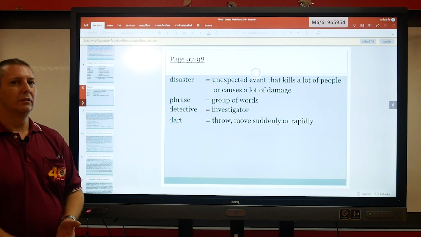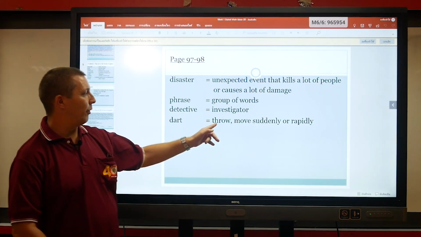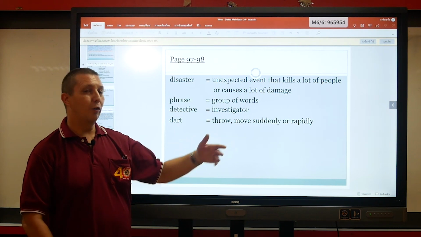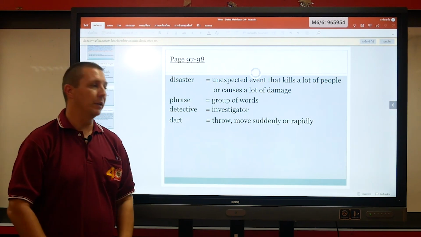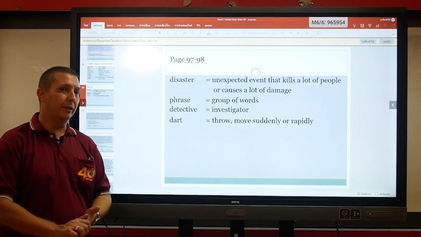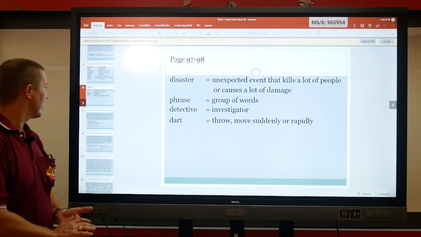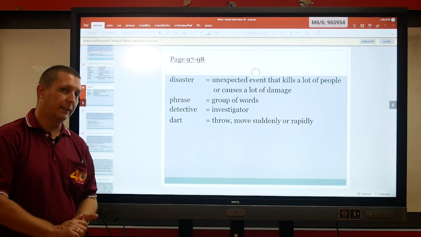Dart. Throw, move suddenly or rapidly. So it means a quick movement. So all of these are vocabulary words that you may need for the texts and exercises that you will complete. So now to your exercises.